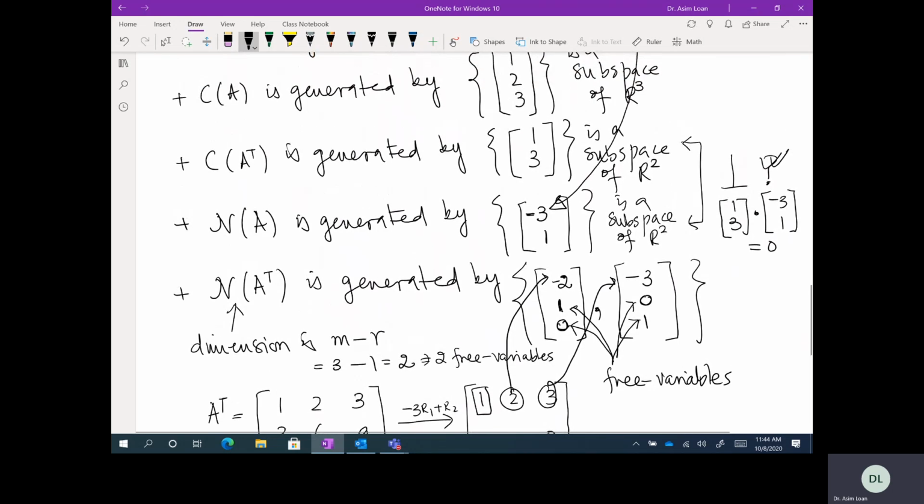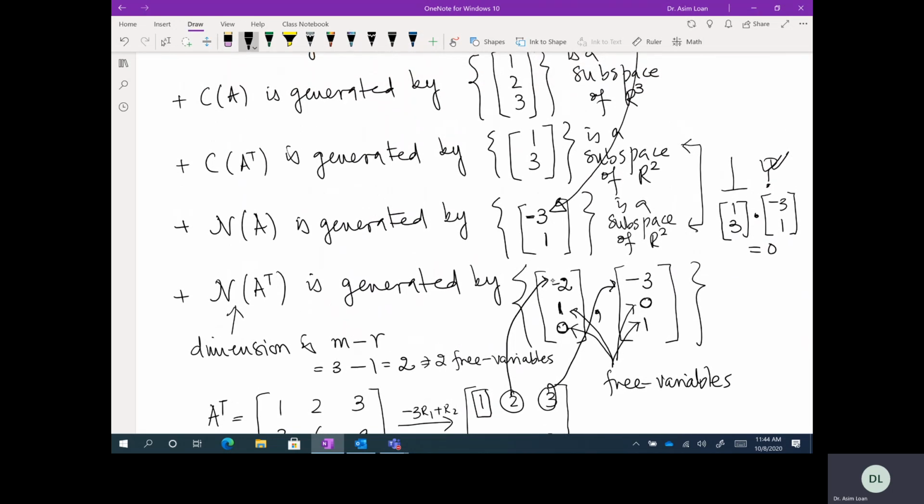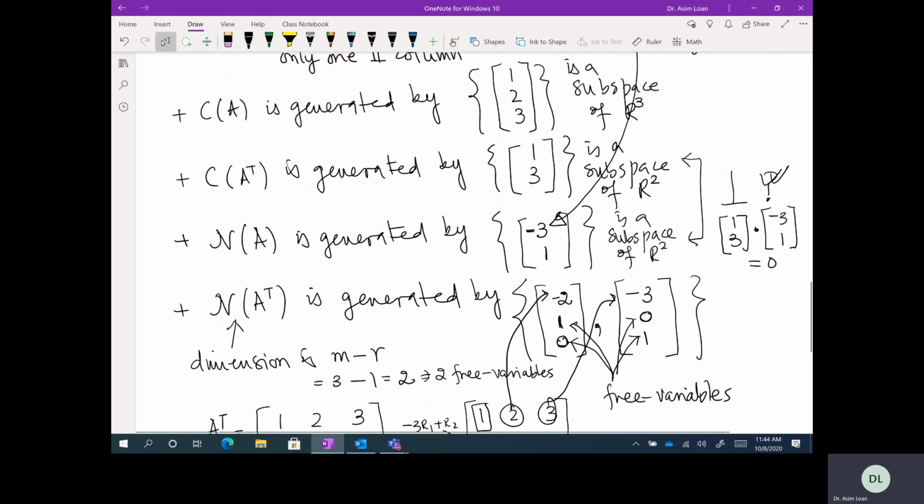So let's go back here and check with this one. So minus 2, 1, 0 with dot product with this one. So minus 2 into 1 is minus 2, 1 into 2 is 2. So minus 2 plus 2 is 0. Minus 3 into 1 is minus 3. 0 has no contribution. 1 into 3 is 3. So minus 3 plus 3 is 0. So this is indeed the left null space.